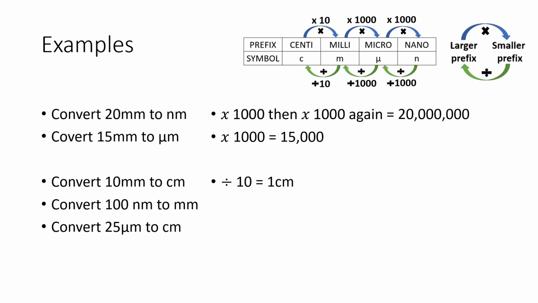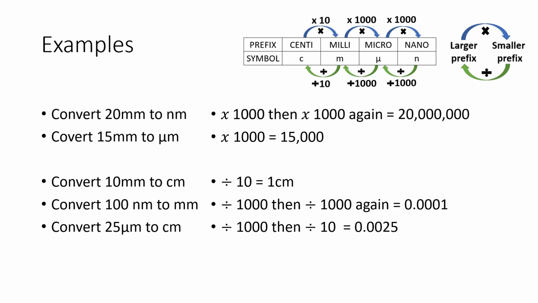To get from nanometers to millimeters, you have to take a couple of steps. So you divide by 1,000 to get you to the micro, and then divide by 1,000 again to get you all the way to the milli, which gives you an answer of 0.0001. And then in the last question, to get from the 25 micro all the way up to the centi, you've got to divide by 1,000, and then we divide by 10 to turn the milli into centi. That gives you an answer of 0.0025.